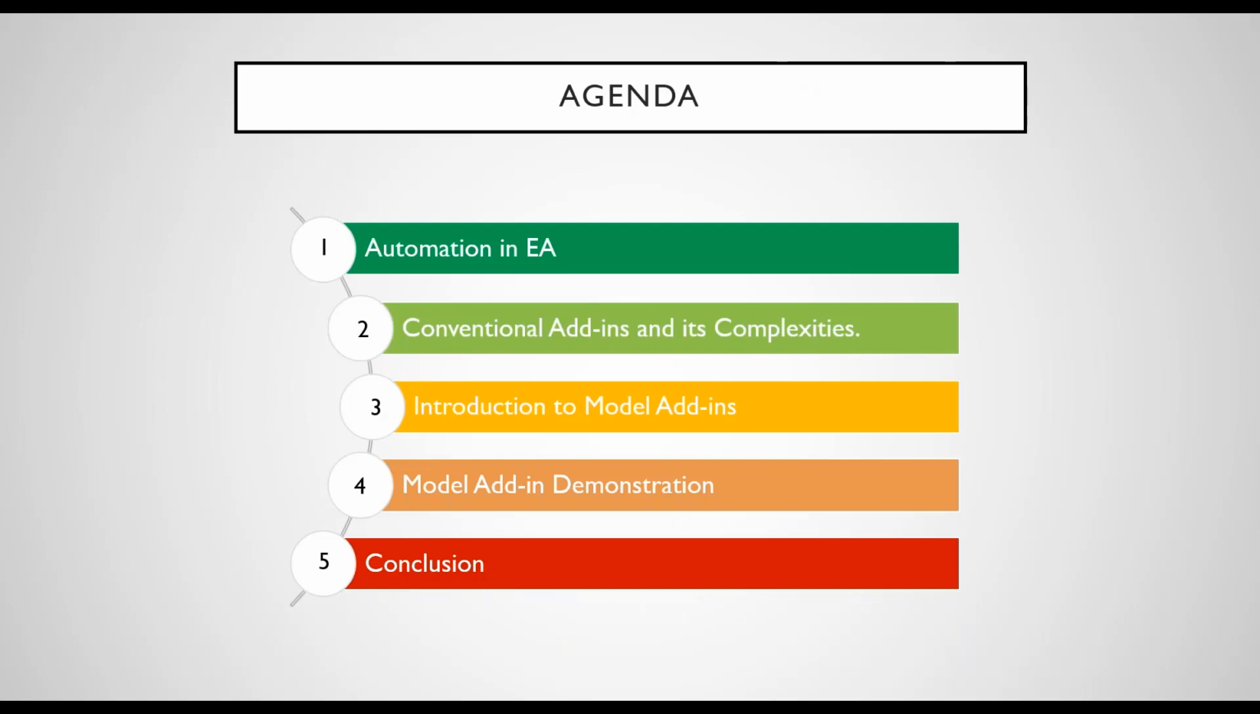So the agenda for the day is, first we will have a glance at automation in EA and how it enables seamless access to manipulate the contents programmatically. Next, we will look at the capabilities and the complexities faced in the development and deployment stage of the traditional add-ins. Then we will move into today's topic, model add-ins, why it's needed and its nuances, with a step-by-step procedure of how these add-ins can be created or configured in a repository. And finally, a quick demonstration of the model add-ins, followed by conclusions.